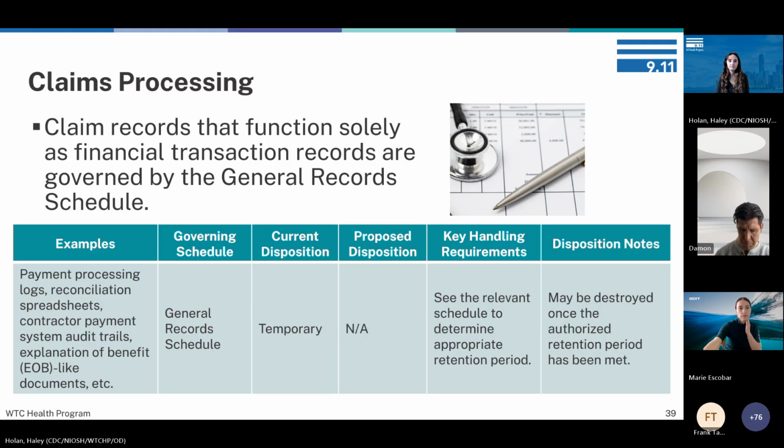and these may be destroyed once the authorized retention period has been met. I did want to note that sometimes claims records are used as supporting documentation in either applications for enrollment in the program or as part of the certification package. And in that case, claims records would be considered permanent documents because they're used as supporting evidence as part of that enrollment or certification process. So generally speaking, there are instances in which claims documents would be considered permanent documents.